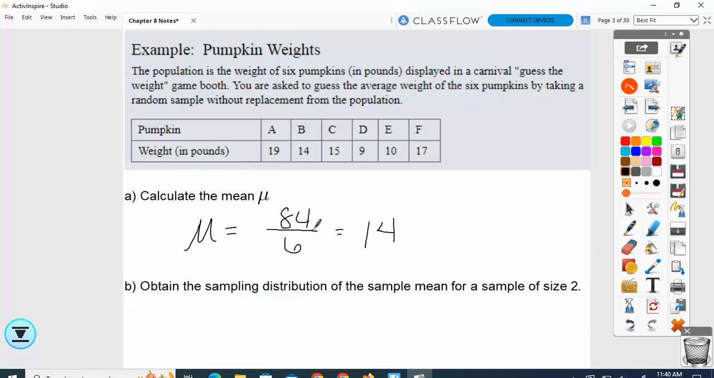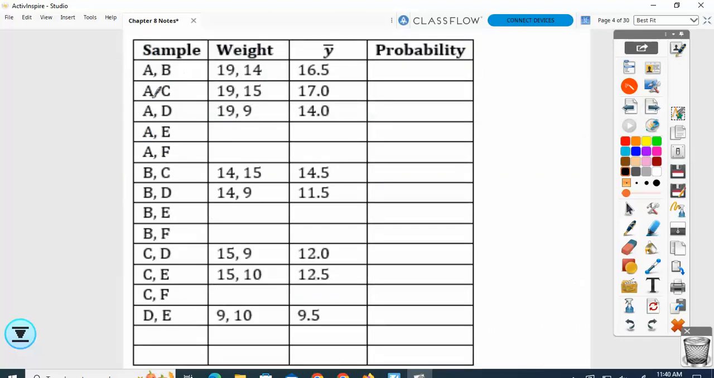So if I want a sampling distribution of the sample mean for a sample size of 2, that is listing every possible outcome for that. I have to first think about every possible combination if I take 2 pumpkins. And I've kind of started a table here for you. We're just going to kind of fill it in.